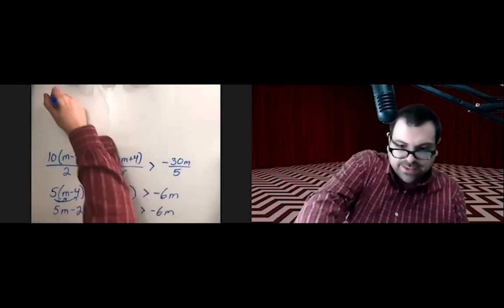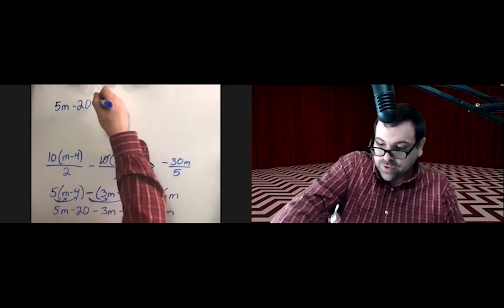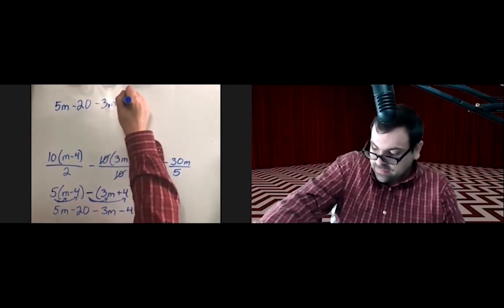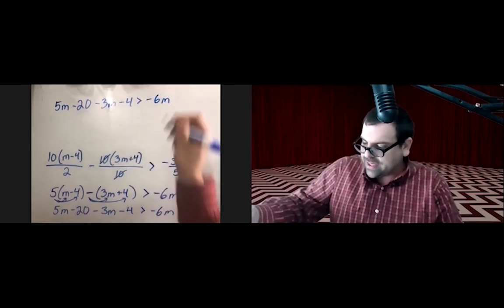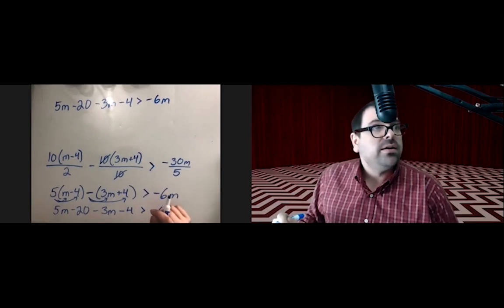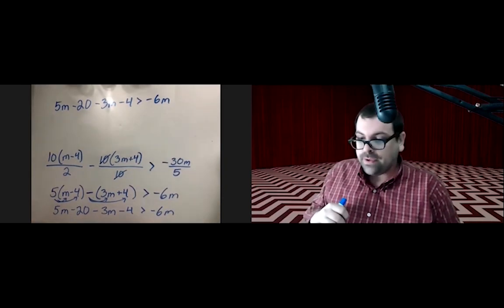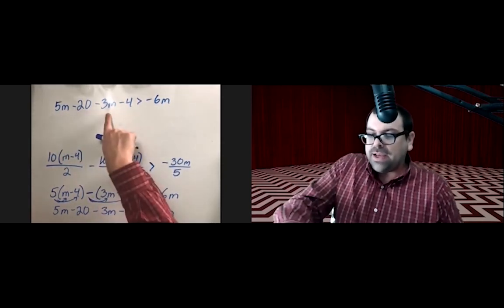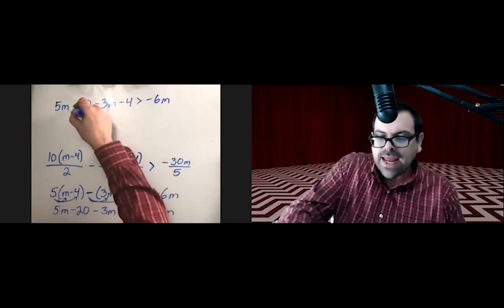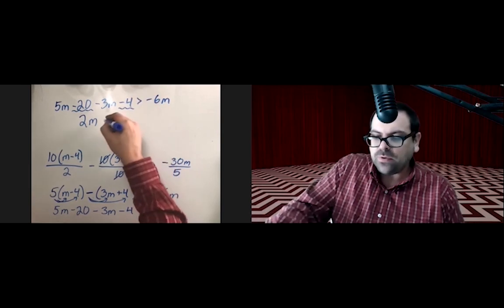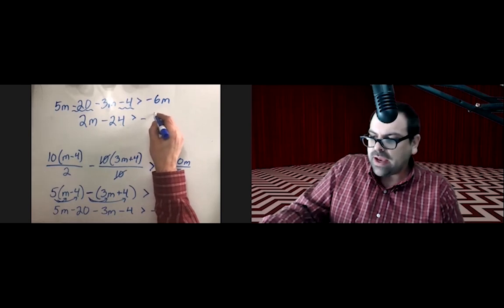I'm going to recopy this line exactly with no changes. 5m minus 20 minus 3m minus 4. This is, again, just so I have the room. You don't need to write this a second time. You can obviously just keep going. It's minus 3m. 5m minus 3m would be 2m. Negative 20 minus 4 would be negative 24. Less than minus 6m.